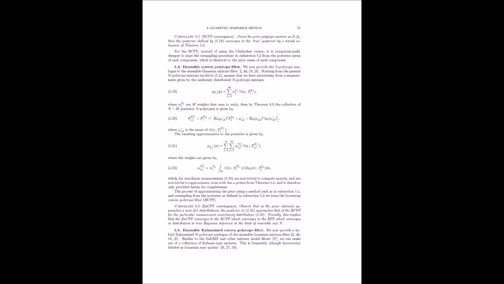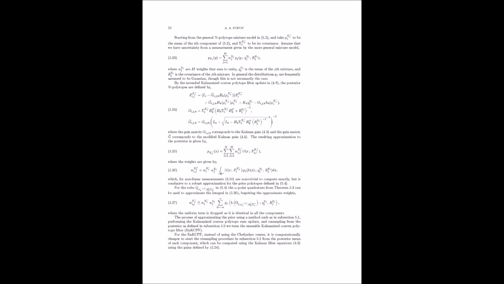So then they say an H polytope is P of A, B equals the set of all X such that A X is less than or equal to B, where X is an element of R^n.